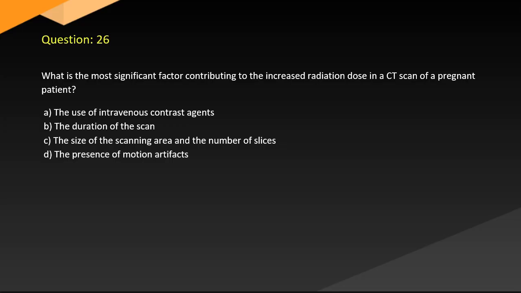Question 26. What is the most significant factor contributing to the increased radiation dose in a CT of a pregnant patient? A. The use of intravenous contrast agents. B. The duration of the scan. C. The size of the scanning area and the number of slices. D. The presence of motion artifacts.